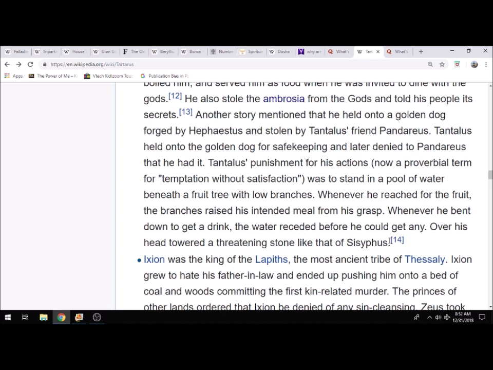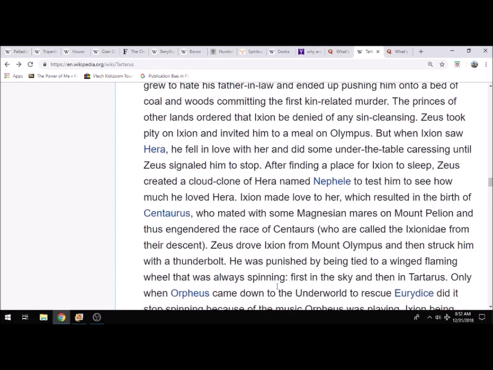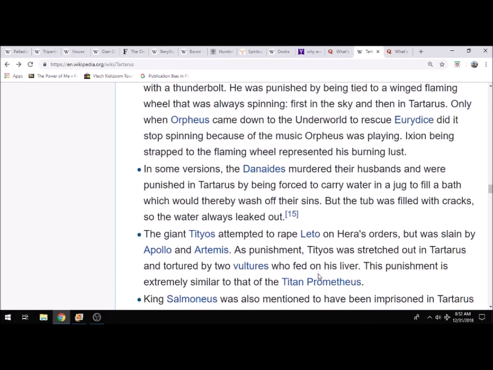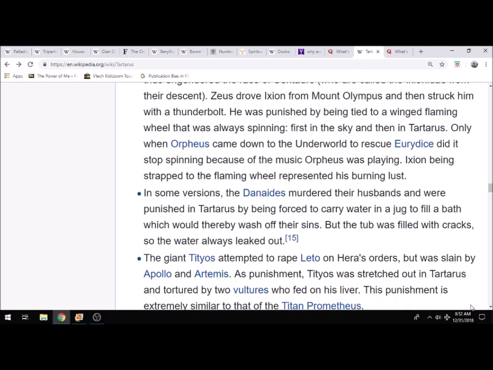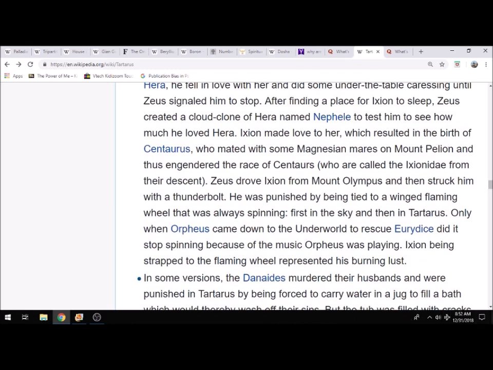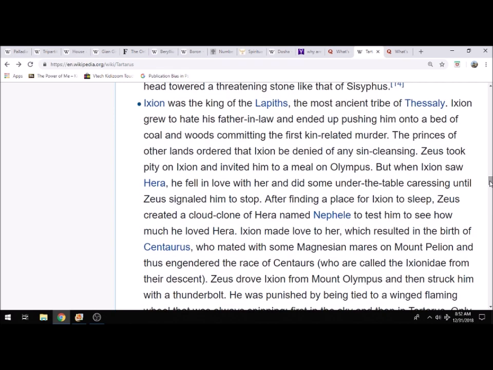Another story mentioned that he held on to a golden dog forged by Hephaestus and stolen by Tantalus' friend Pandareus. Alright, so this is what happens, right? You do wrong. Alright, here we go. Only when Orpheus came down to the underworld. See, here we go with Orpheus now. See, I don't want to read the whole thing, but then it makes me want to read the whole thing. Because I think its point is made.